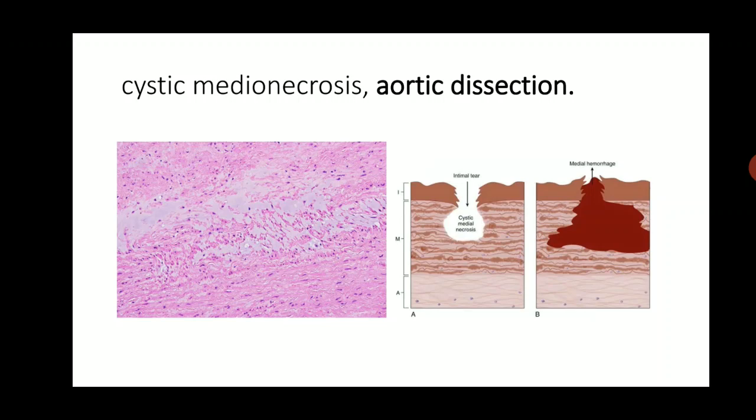This leads to weakening of the wall of the aorta, which can rupture on the endothelial side, and blood can enter into the wall of the aorta, a condition known as aortic dissection. This is a life-threatening condition. Patient can have severe hemorrhage and bleeding and can die immediately.